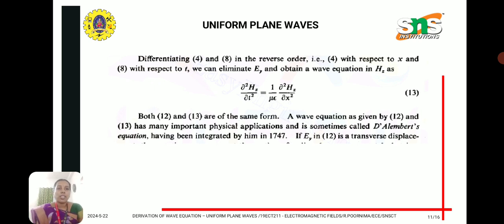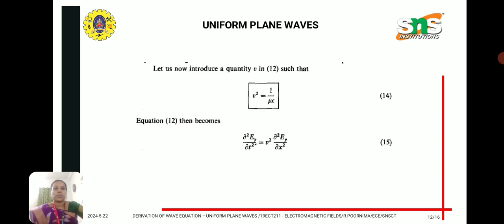And for the magnetic field, ∂²Hz/∂t² = (1/με) ∂²Hz/∂x². These two equations are important in electromagnetic wave propagation, and are sometimes called the D'Alembert equation. Now introduce the quantity V as V² = 1/με, where V is the velocity of the electromagnetic wave. So the equation is modified as ∂²Ey/∂t² = V² ∂²Ey/∂x².